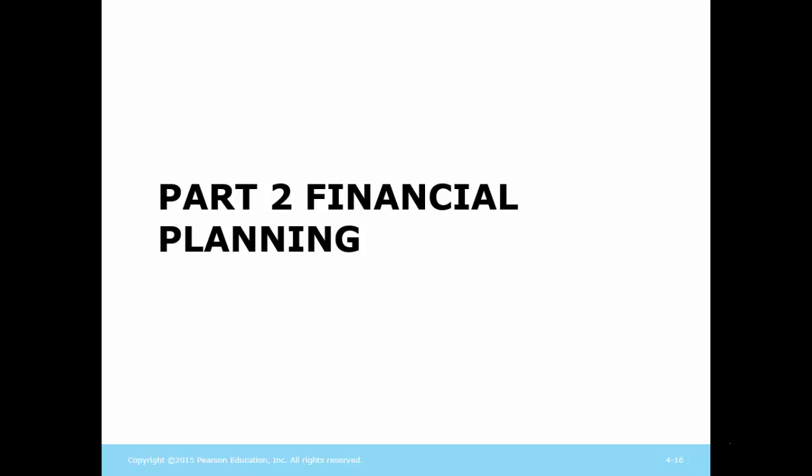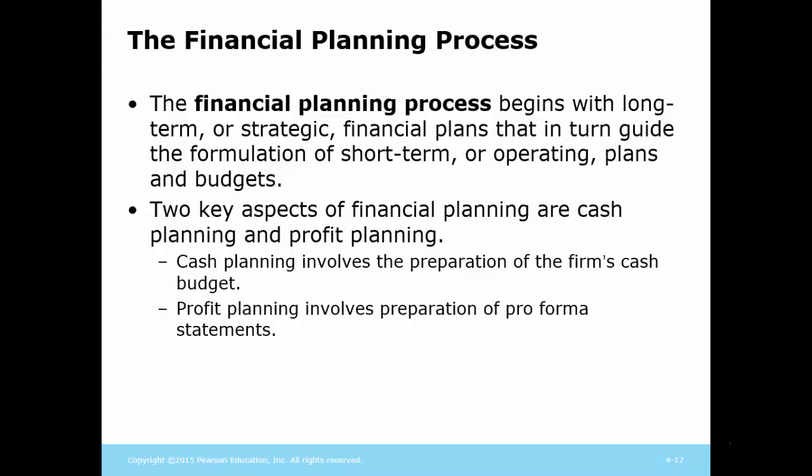Okay, for part 2 of Chapter 4, we're going to talk a little bit about the process of financial planning. Now, we in class will go through some exercises with pro forma analysis, but in general, this is just a conceptual basis for what the process is all about. So, obviously, the financial planning process starts with the long-term strategic plan of the company. From that long-term plan, things trickle down into short-term operational plans.